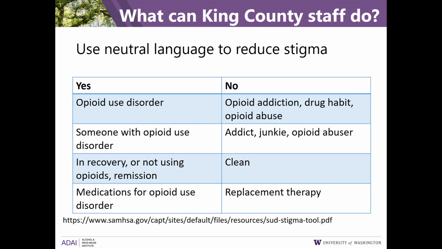Rather than saying someone is clean, it's less stigmatizing to say someone is in recovery, not using, or in remission. Saying someone is clean implies that someone who is using is dirty. I talk about medications for opioid use disorder rather than replacement therapy, since that suggests that someone is just replacing heroin with the medication. We wouldn't call insulin replacement therapy, so we shouldn't for OUD either. Keep in mind that people can talk about themselves however they like, but we as professionals should use neutral language.